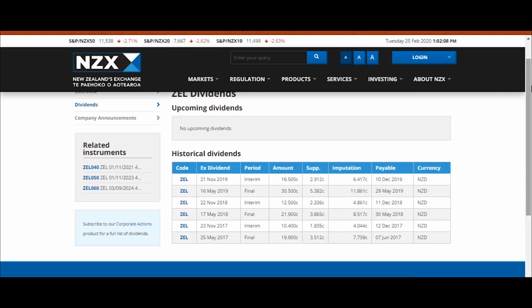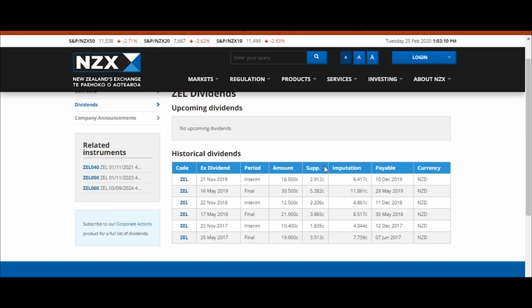The column after that is the amount. So this is the amount in cents that the company pays out for each share. So in this case, Z Energy will pay 16.5 cents per share that you have. And I'll show you an example of this later because I actually did get paid this dividend.